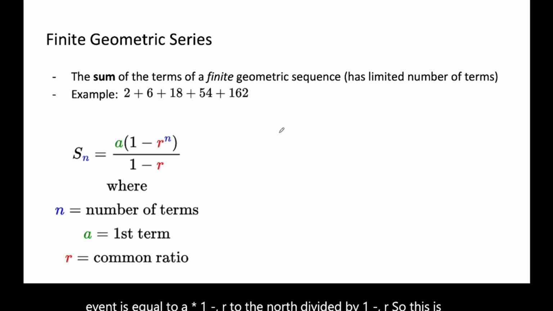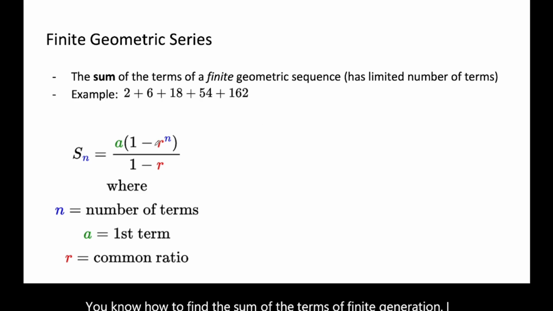It's a much easier way to do it, where n is the number of terms, a is equal to the first term, and r is equal to the common ratio. I don't want to do all the multiplication to find 3 and all this nonsense, because 2 times 3, 18, 54, there are a lot of ways to do it. This is a very good shortcut to find the sum of the terms of a finite geometric series.